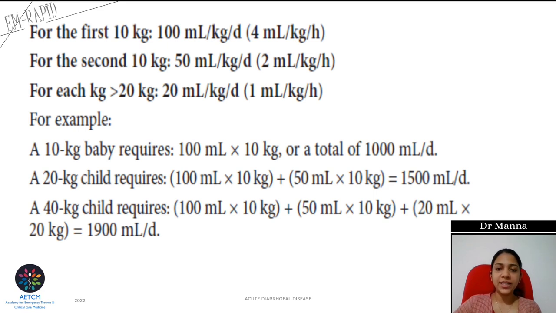So once this child is in shock, we said that we should give a bolus of 20 ml per kg. And if this child continues in shock, we will give boluses again, to a maximum of 60 ml per kg. And to maintain this child's rehydration, we will be giving maintenance solution according to the Holliday-Segar formula. So if we have a child who is 30 kg, for the first 10 kg we will be giving 4 ml per kg per hour.